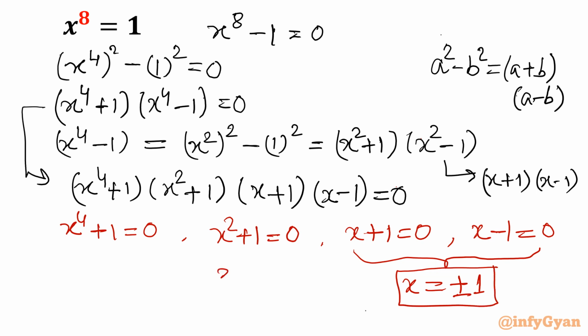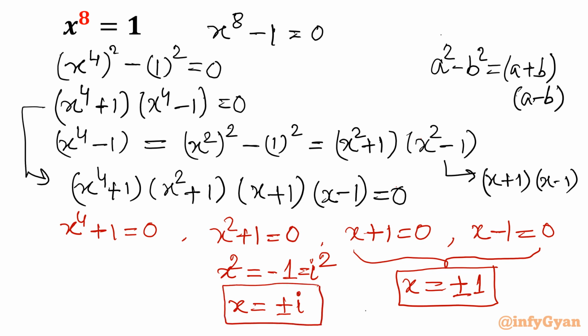From the second equation, x square will be equal to negative 1, which will be equal to iota square, or i square. So x will be equal to plus minus i. You can check P2 and P6. So P2 and P6 are the points or coordinates here from the polar plot, and 1 and minus 1 are P0 and P4. Now only one equation is left, that is x power 4 plus 1. Let's solve this.